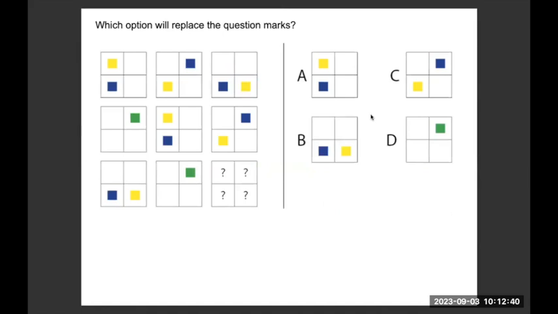So here you're given some pattern. In this pattern, the yellow and blue boxes are moving, and there are some places where a green color square also happens. What you have to find is which of these options will replace this box which is given here. Which of these options will replace this box which is given here?